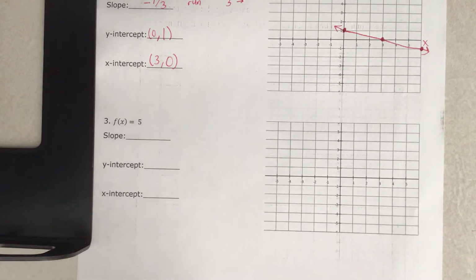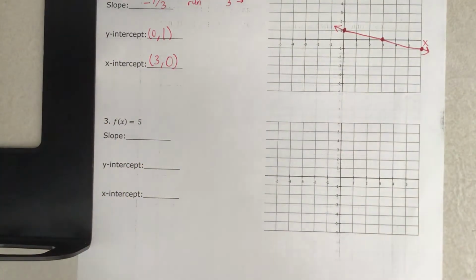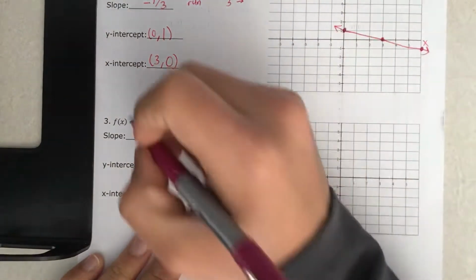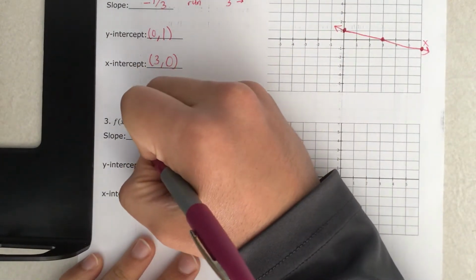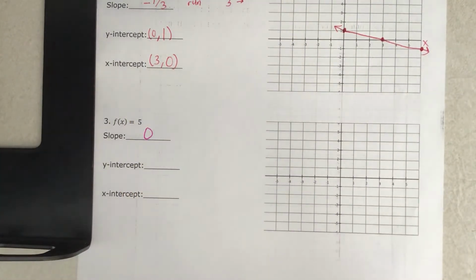So let's start with the slope. Remember, the slope is what's attached to the x. But looking here at number 3, f of x equals 5, there is nothing attached to the x, right? On this right side, there is no x value. So if you remember from when we were talking about slope, when there's no x, there's nothing attached to it, the slope is 0, okay? Not none, it is 0, okay?